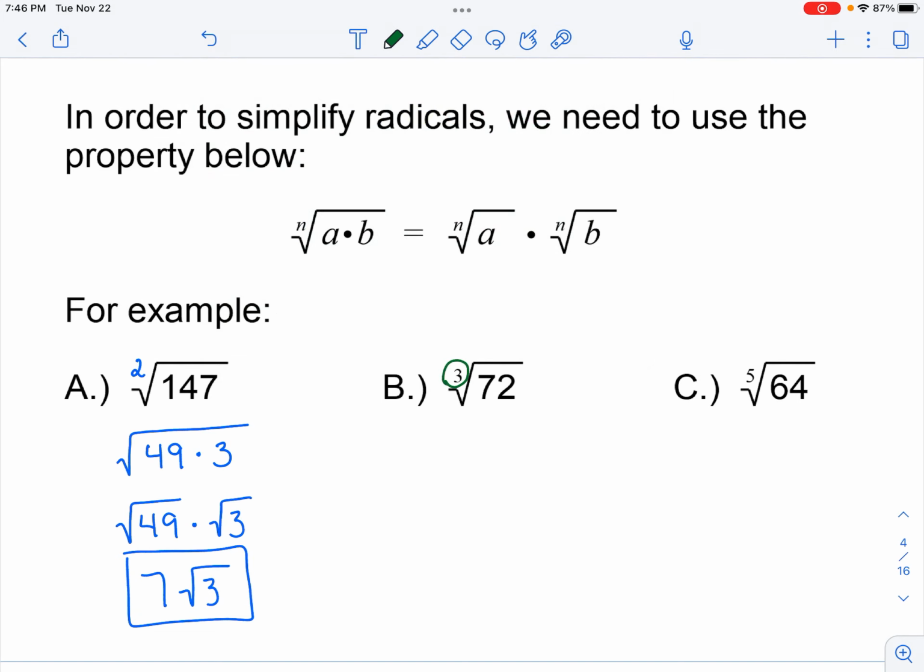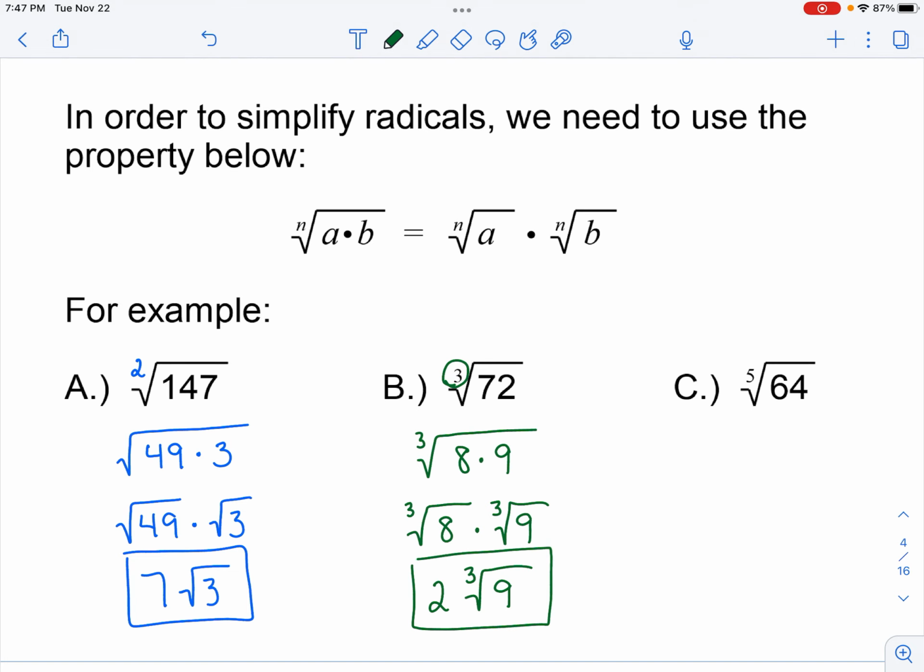All right, let's take a look at problem B. Now I'm looking at a cube root, so I want to know what perfect cube goes into 72, not what perfect square. When I look at my list of perfect cubes, I've got a 1, which doesn't help anything. Then I've got an 8. Well, 72 is 8 times 9. So I can break this apart into the cube root of 8 times the cube root of 9. The cube root of 8 is 2, and then I'm left with the cube root of 9. The cube root of 9 cannot simplify because the perfect cubes are 1, 8, and then 27, and none of those go into 9. So this is my final answer for part B.